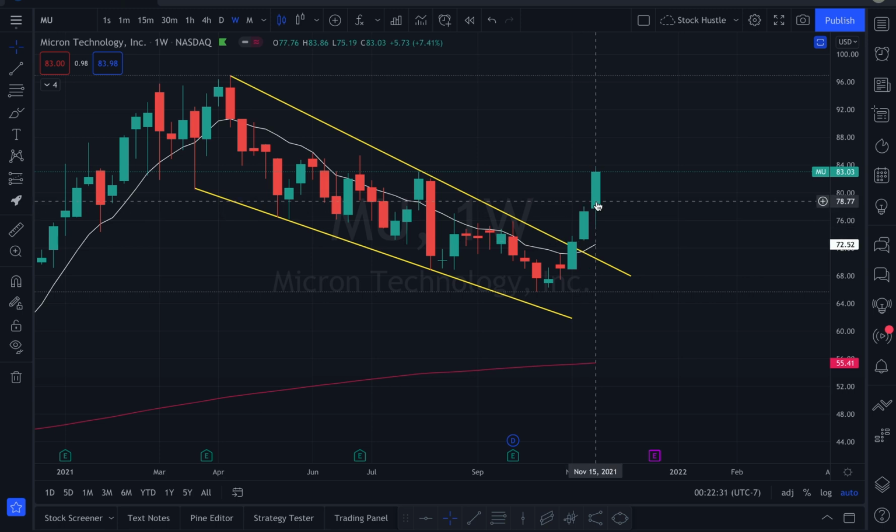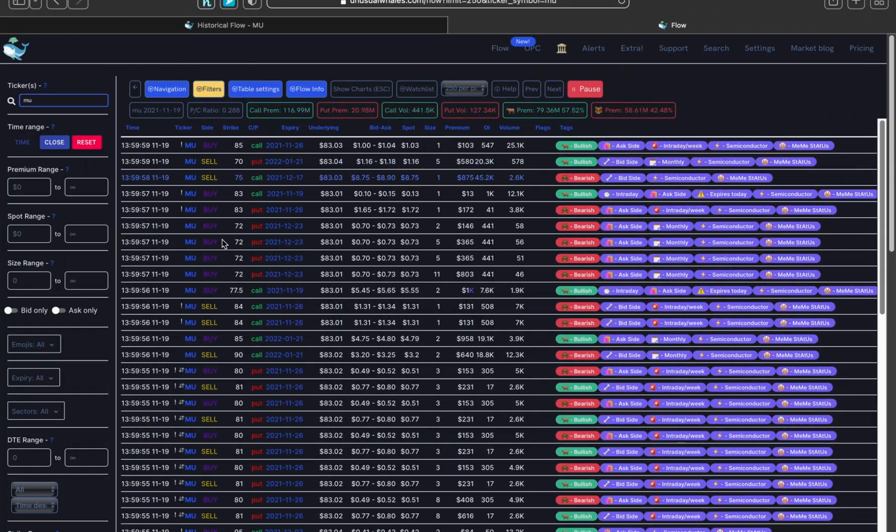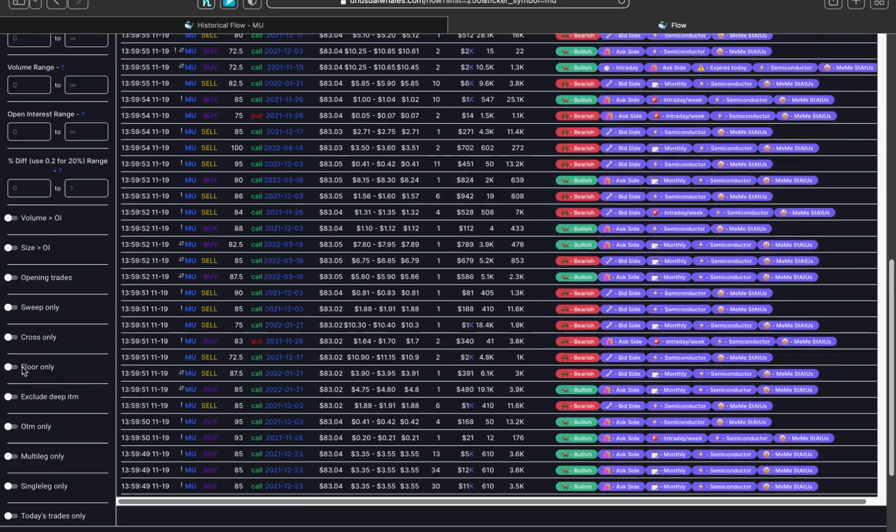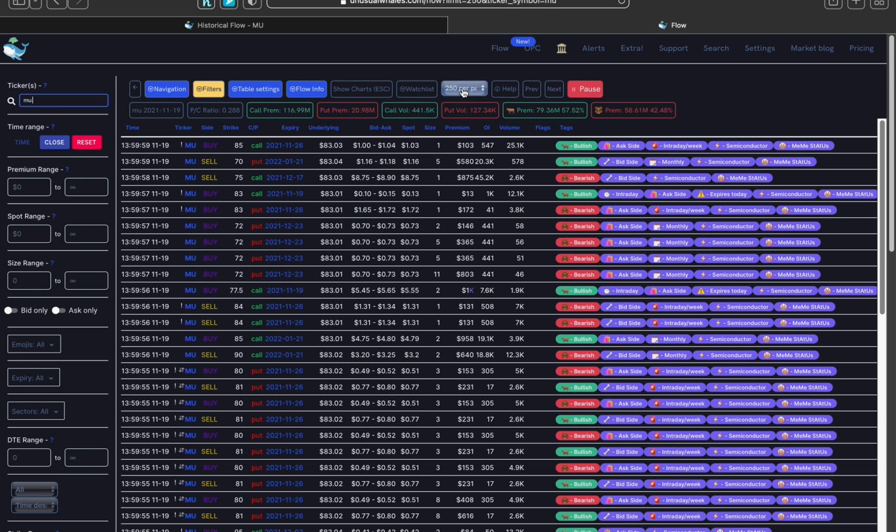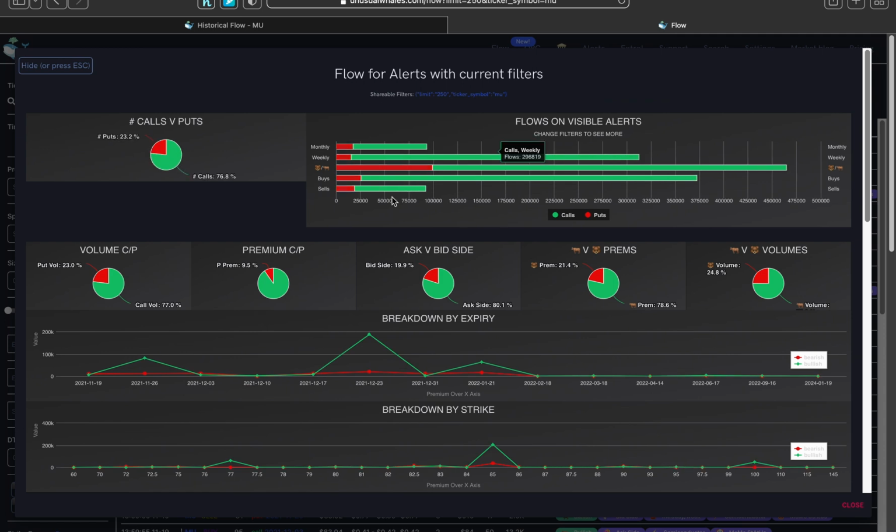And as you see, we've now formulated another green candle. We are now at 83.03. So now we can go look at the flow, right? No filters on the left-hand side. As you see, everything is turned off. Again, you have to make sure that this is set to 250. I made that mistake before. Not going to do that again. And then you want to break down the flow and see what it tells you.